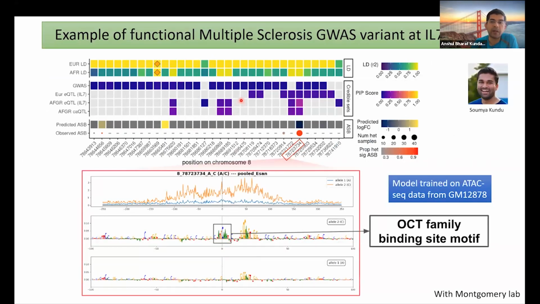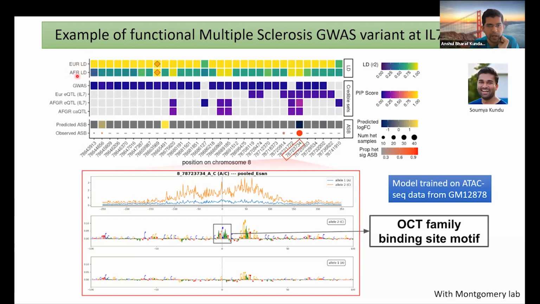We can use this to fine-map GWAS loci. So here's a nice example. This is a GWAS locus in multiple sclerosis. This is the IL-7 locus. As you know, in GWAS, the problem is you identify the locus, but it's very hard to figure out what the causal variant in the locus is because of the LD that you often see in the locus. So in this locus, I'm showing you a small collection of variants right here. These are all genetic variants. Here's the LD map for European individuals. You can see there's very strong LD between all these variants. So it's very hard to tell which one is the causal variant.